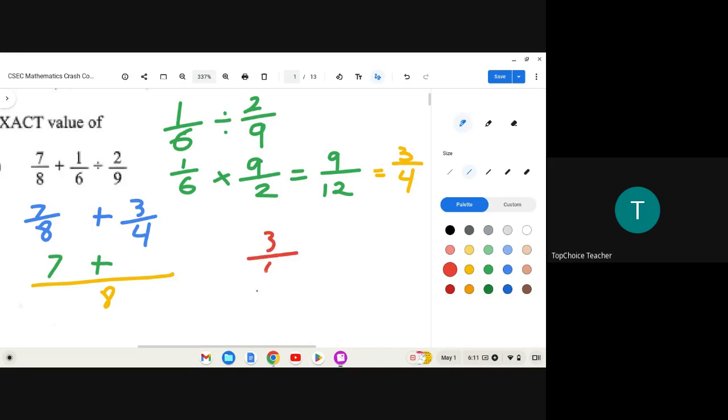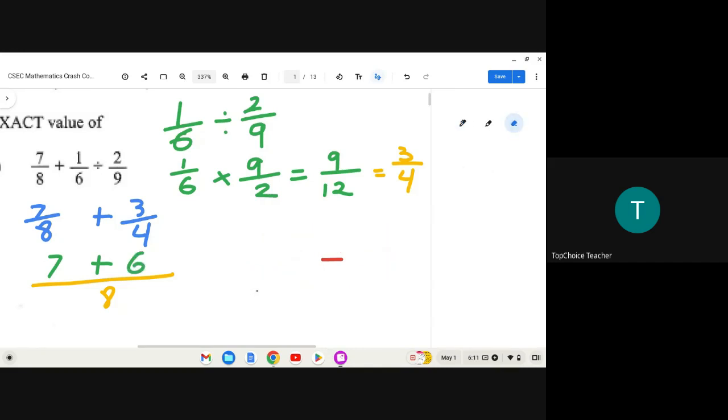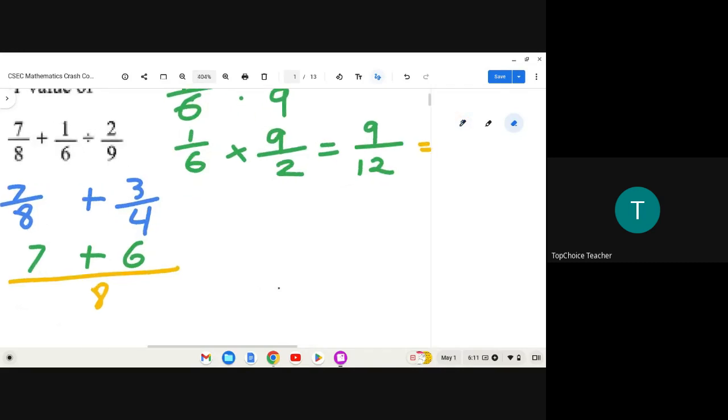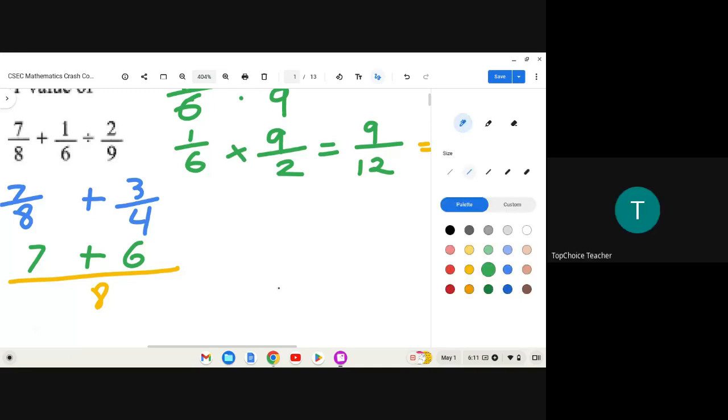If we have 3/4 and we want to convert this to a fraction with the denominator 8, do you realize that 4 multiplied by 2 gives us 8? So 3 multiplied by 2 will give us 6. So the equivalent fraction for this will actually be 6/8. All we do now is add. 7 add 6 is 13, right? Very good. So this answer will be 13 over 8.